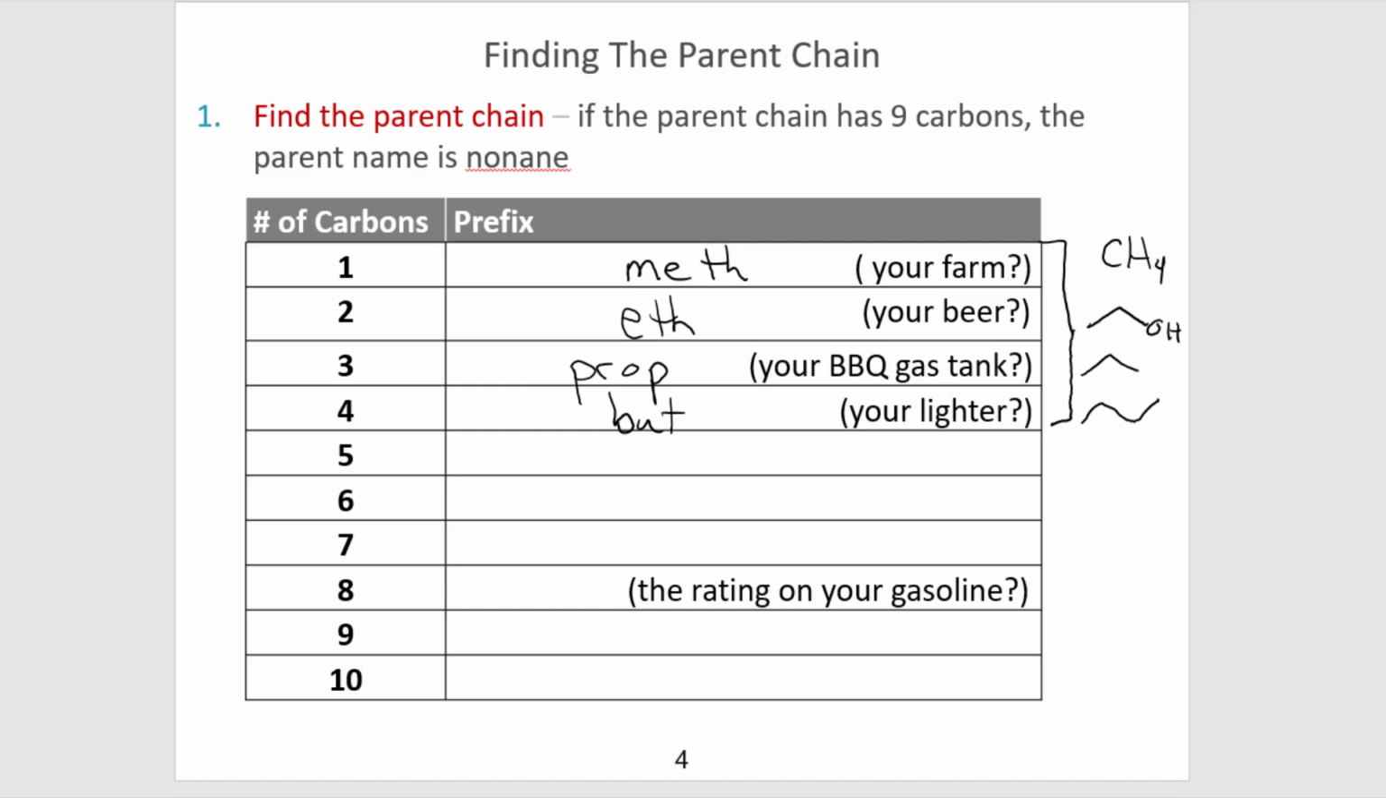All right, so once you know those prefixes to use, the 5 through 10 are pretty straightforward because you guys probably all took geometry and know pent for 5, hex for 6, hept for 7, oct for 8, like your octane rating. 1, 2, 3, 4, 5, 6, 7, 8. There's octane for your gasoline. 9, non, and 10, dec. We do have ones for 11 and 12 and onward, but I'm only holding you responsible for 1 through 10.